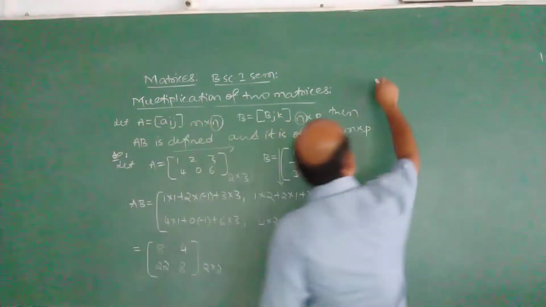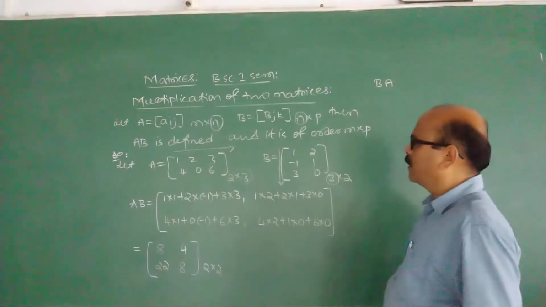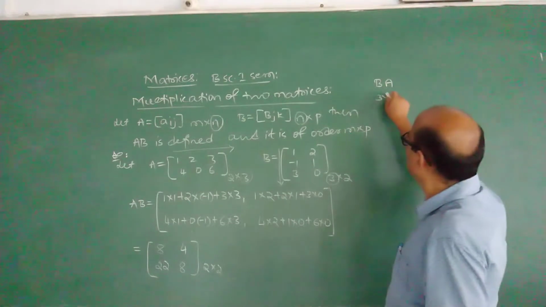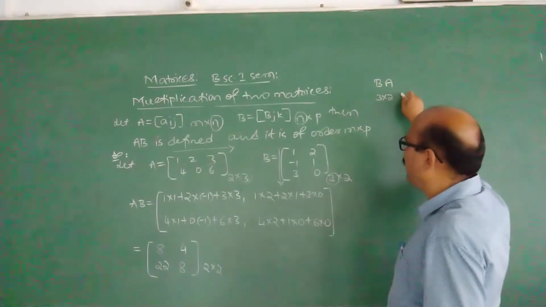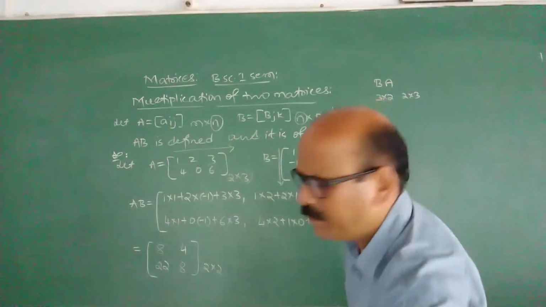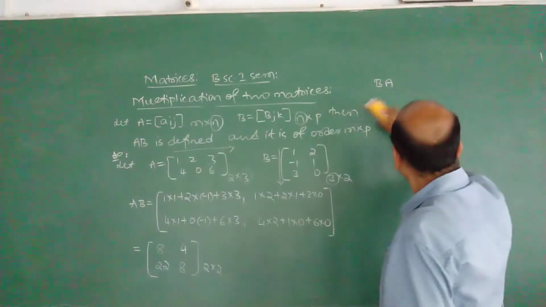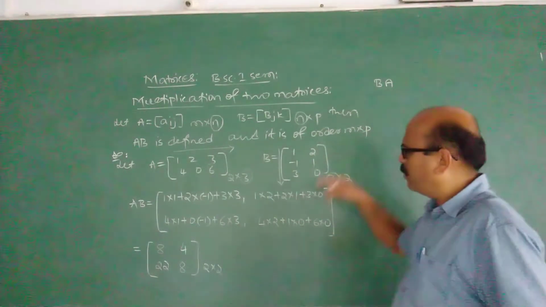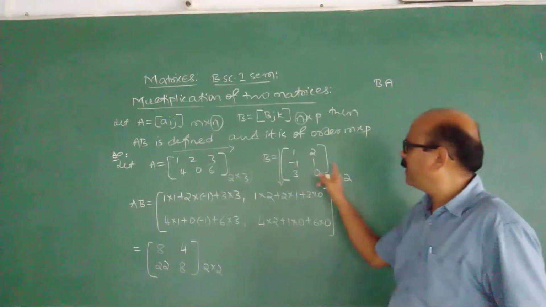Now BA. What is the order of B? Order of B is 3 by 2. What is the order of A? 2 by 3. Therefore BA is also defined here. BA is defined, but see the order of BA here. The order of BA is a 3 by 3 matrix.